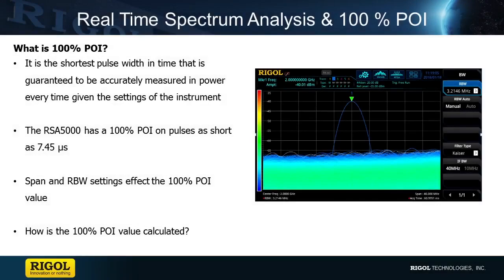Let's take a quick look at how the 100% POI, or probability of intercept, is calculated on a real-time spectrum analyzer. Regal's RSA 5000 has a 100% POI on pulses as short as 7.45 microseconds. But how do we know that? Let's see.